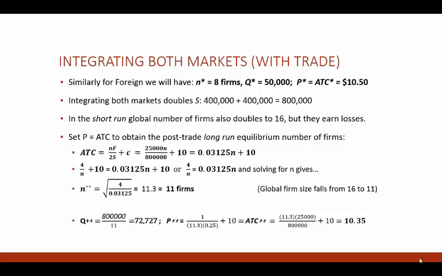To do this again, we set the new average total cost equal to the price function, and solving gives us n double star, the global number of firms in this integrated market, which is 11 firms. Now each is producing an output of 72,727 units, and the price and average cost are lower at $10.35 per unit.